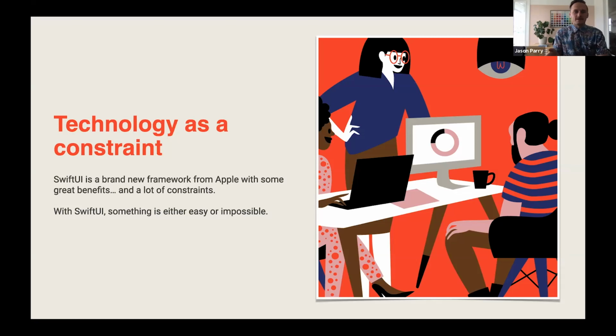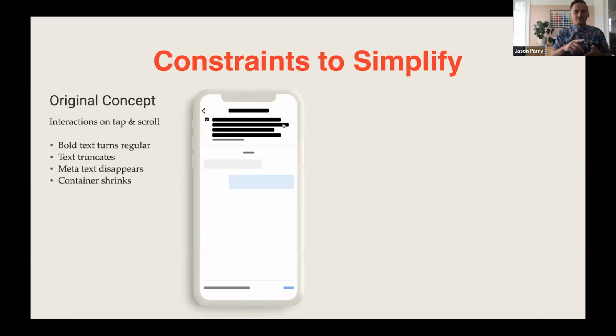But the capabilities are not on par with the previous framework that they used to build apps, which was UIKit. And some of these limitations are more in dynamic interaction, so scroll event listeners and things like that. So this is an example of a design that was heavily influenced by this SwiftUI decision.